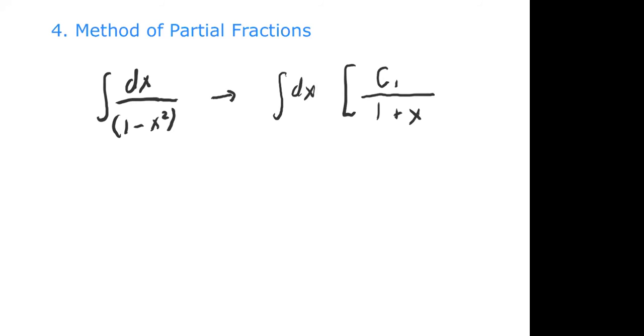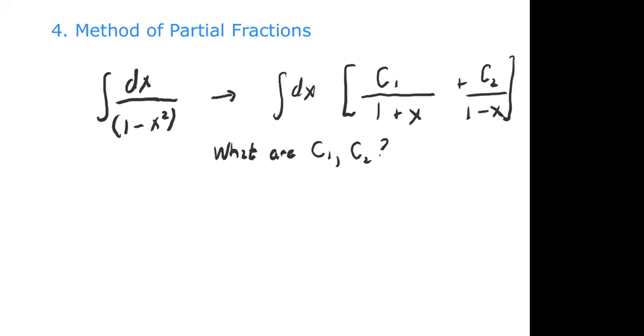Because in this example, you immediately realize that 1 plus x times 1 minus x gives you 1 minus x squared. And the problem now is you divide the problem up into partial fractions, 2 fractions. And the question now is, what are C1 and C2?